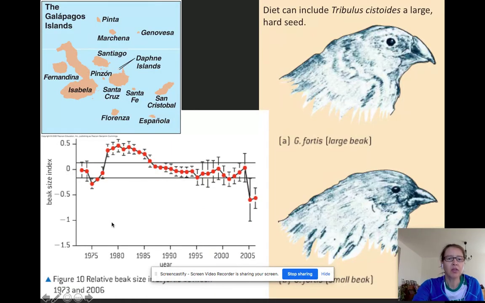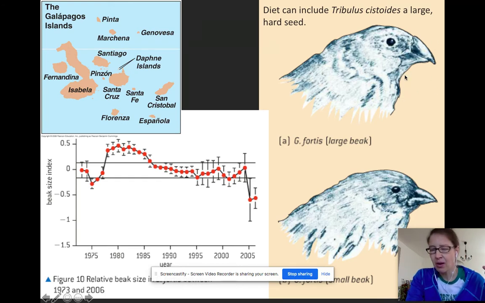Okay, so here's Daphne Major on one of these islands here. It's a little tiny island. And on Daphne Major, the medium ground finches had a really wide range of beaks. So they had very large beaks and they had small beaks. And they could do that because on Daphne Major, there was an absence of the small ground finch. On the other islands, the medium ground finch actually exists with the small ground finch. And so most of the medium ground finches on the islands, if they have to compete with a small ground finch, have that larger beak.